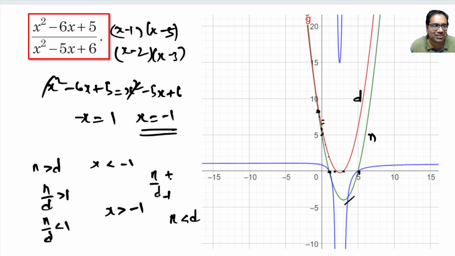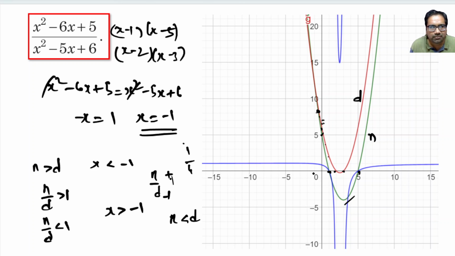Numerator is lesser than denominator, so the fraction should be less than 1 because both are positive. If both are negative, we cannot say this. For example, minus 1 by minus 4: the numerator is lesser than the denominator, but both are negative, so we cannot say the fraction is less than 1, right? Here in this case, the numerator is somewhere like 1 and the denominator is somewhere like 4.